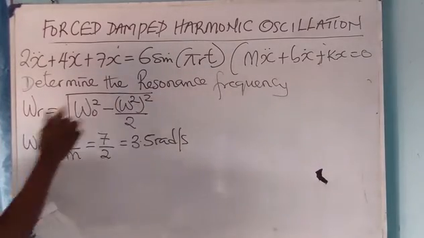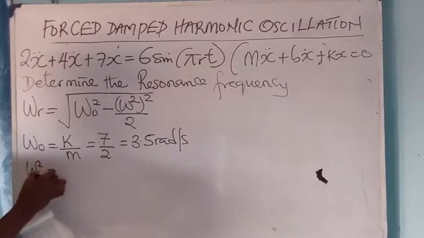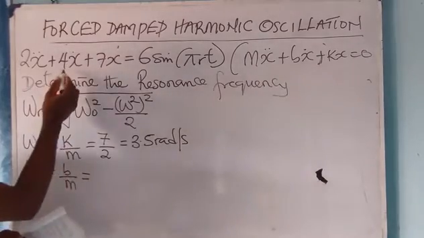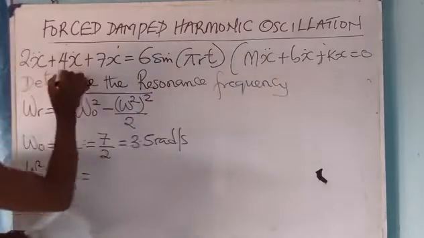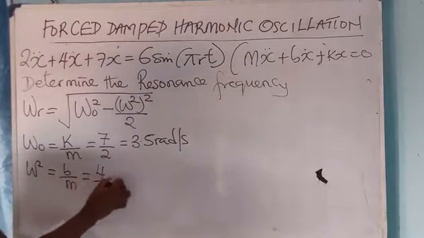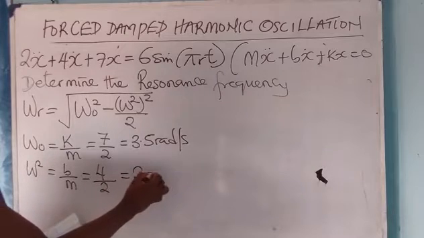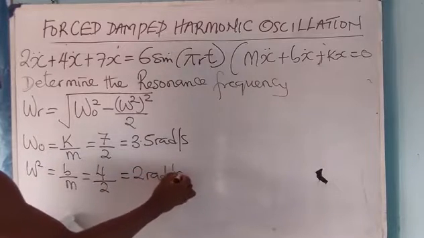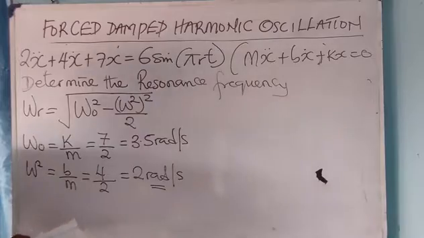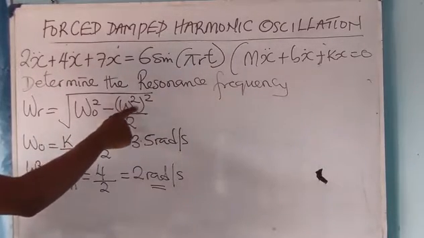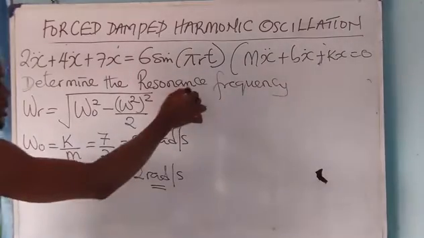Now for you to look for this, I told you this is B over M. B from the question, look at it here, B is 4. Then M is 2. So I now have 2 rad per second. Now we've been able to get the value of natural frequency and the damped angular frequency.